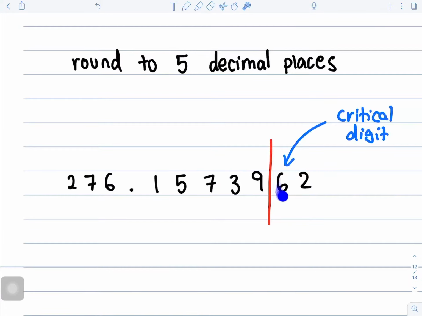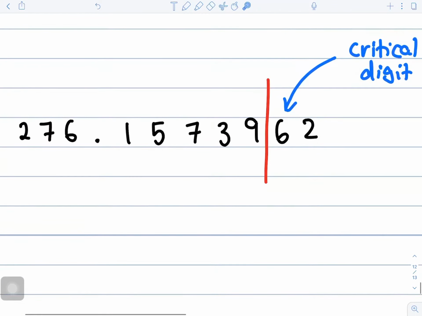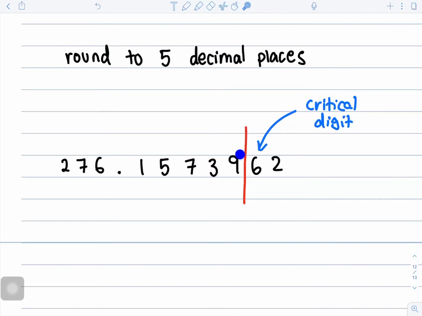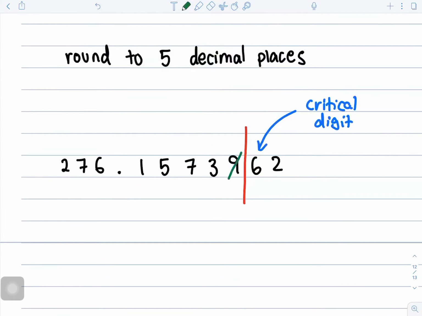Now, since our critical digit is 6, we're going to be rounding up by increasing the end digit by 1. So what is our end digit? Our end digit is 9. And if we were to increase that by 1, it becomes 10, doesn't it? So this is how you actually write it. You cross that out, it becomes 10.